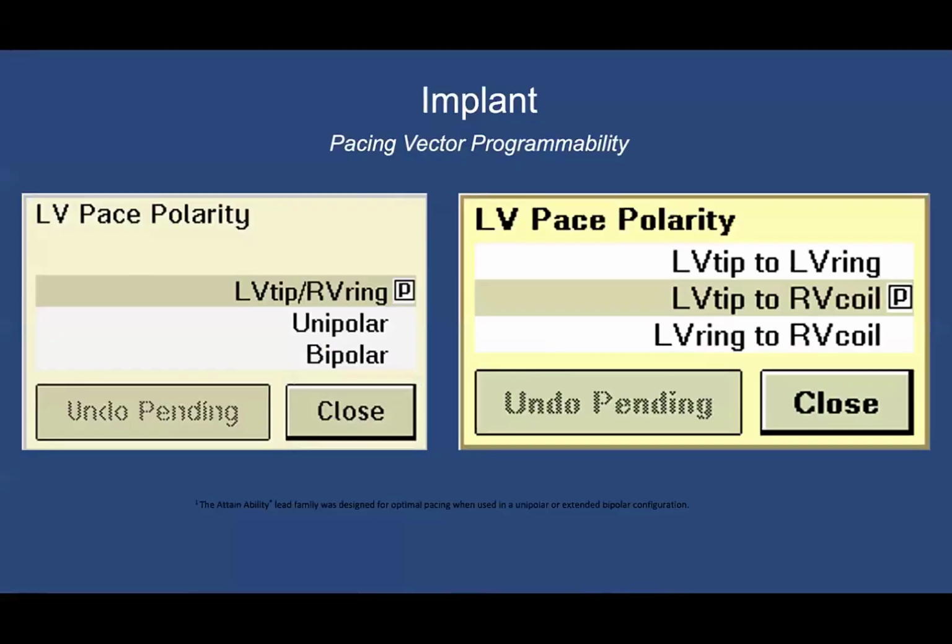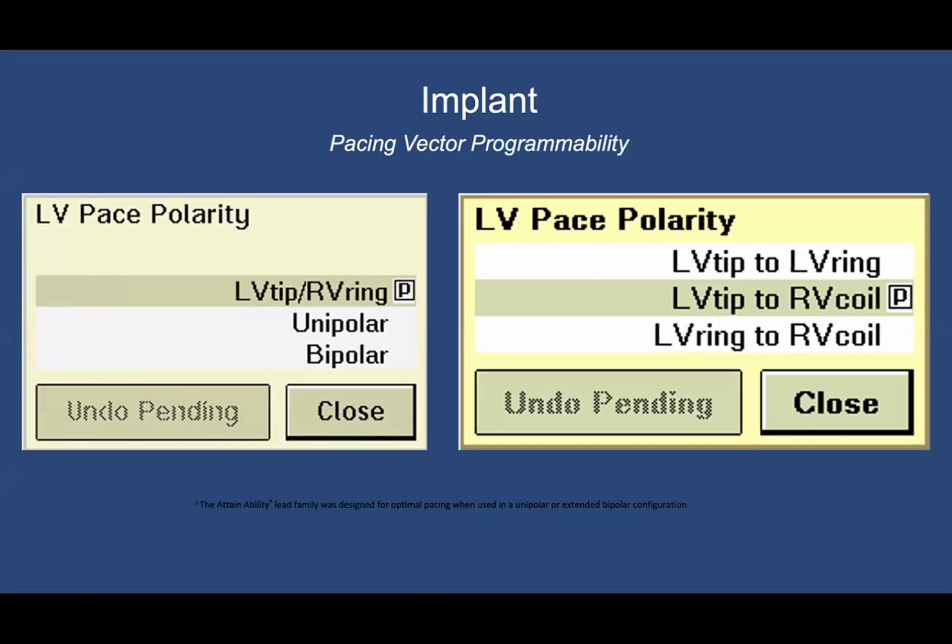In the original pacing devices, this was the pacing polarity that you'd offer a patient. On the left-hand side, a CRT pacemaker by Medtronic would only offer you an LV tip to RV ring configuration. And many times you'd actually find yourself capturing the right ventricle and not resynchronizing. Or you'd go unipolar or bipolar, where you were capturing the tip to the ring.